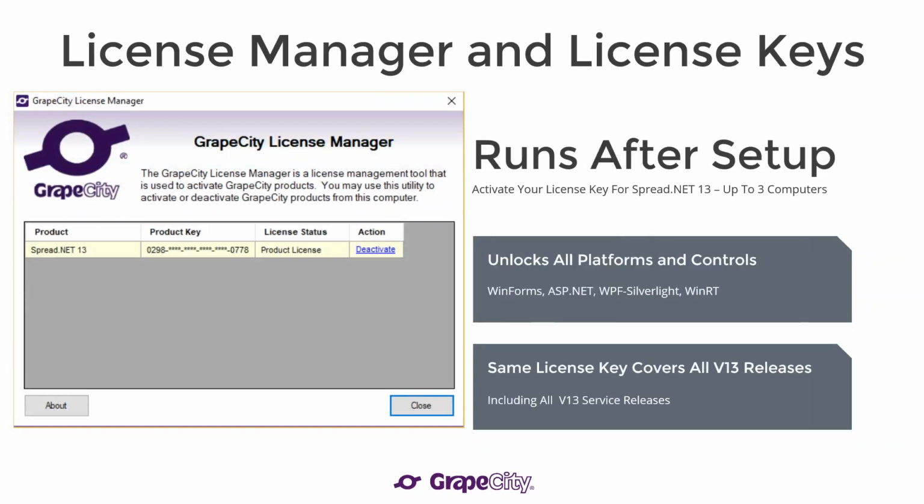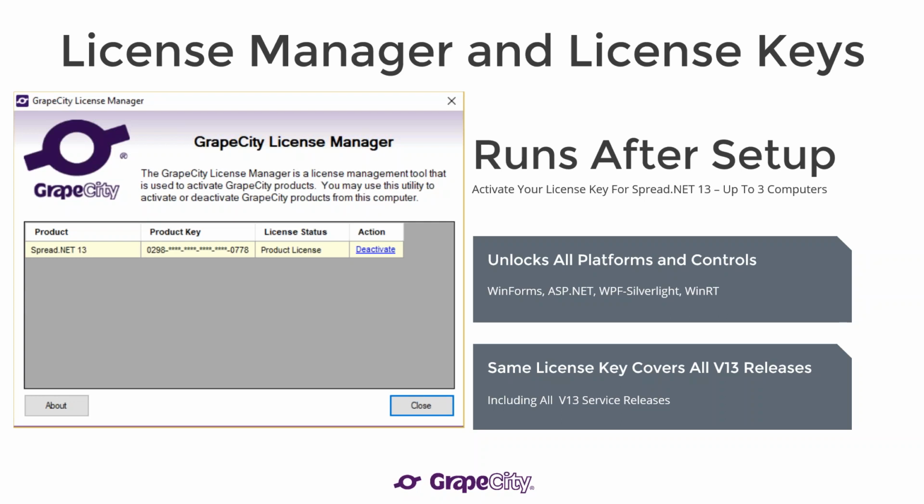After the SpreadNET 13 setup completes, the License Manager tool automatically runs. This tool is used to unlock the controls for development. To activate your product license, click the Activate action for the SpreadNET 13 product and enter the license key that you received from Grape City. Note that one license key unlocks all controls for all platforms for development and creating licensed builds on that computer.